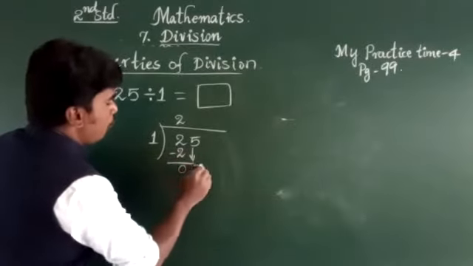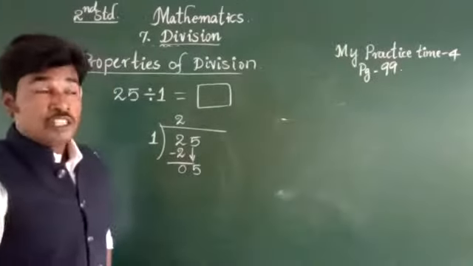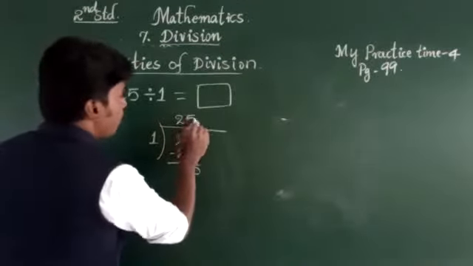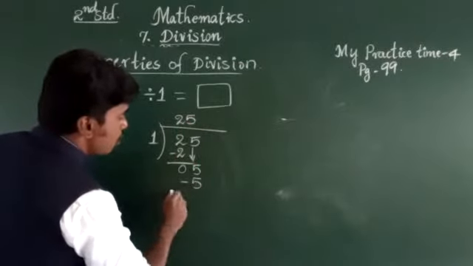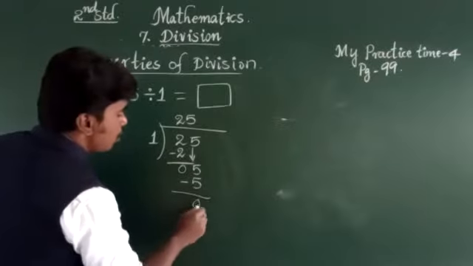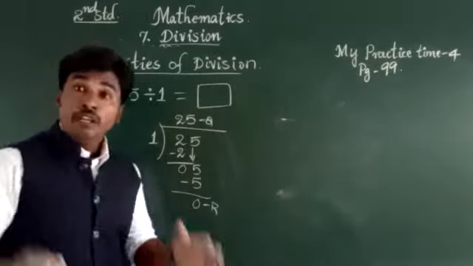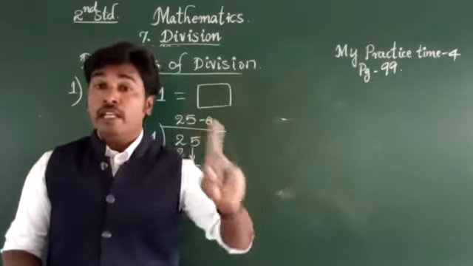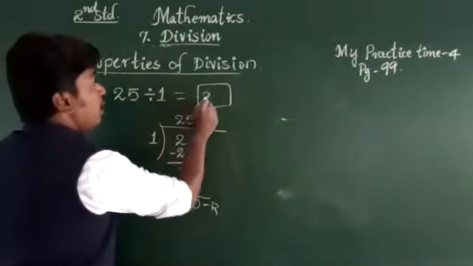Bring down 5. 1 ones 1, 1 twos 2, 1 threes 3, 1 fours 4, 1 fives 5. Write 5 here and subtract it, 5 minus 5 is 0. This is the remainder, this is the quotient. When you divide any number by 1, you get the number itself. 25 divided by 1 is 25.